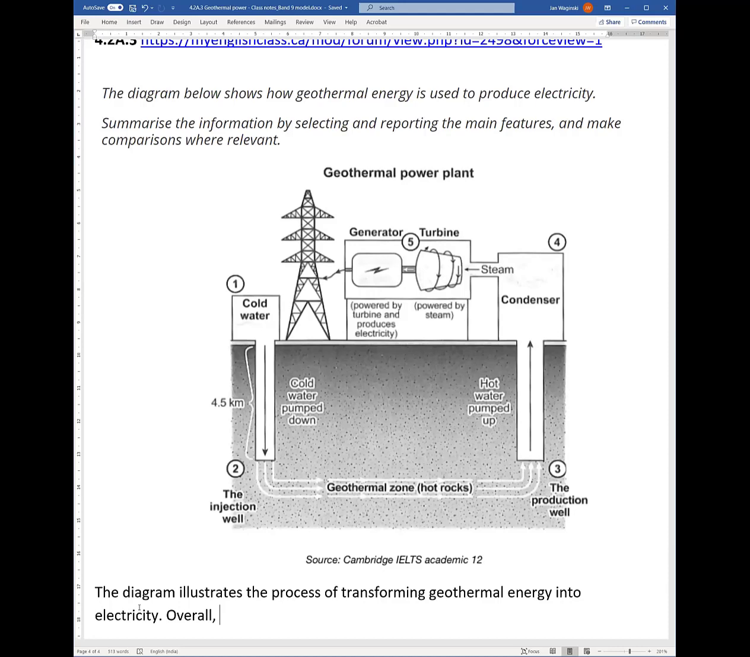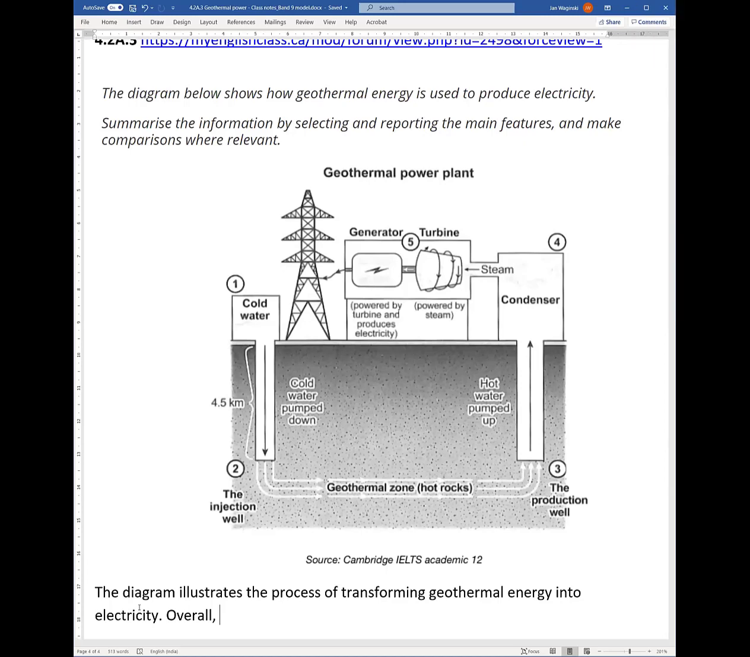So the injection well, and then the cold water goes through the geothermal zone, hot rocks, then again the production well, gosh, and then transforms to the hot water. No, but hot water pumped up. What the hot water pumped up? The cold water? I'm not sure what your question means.